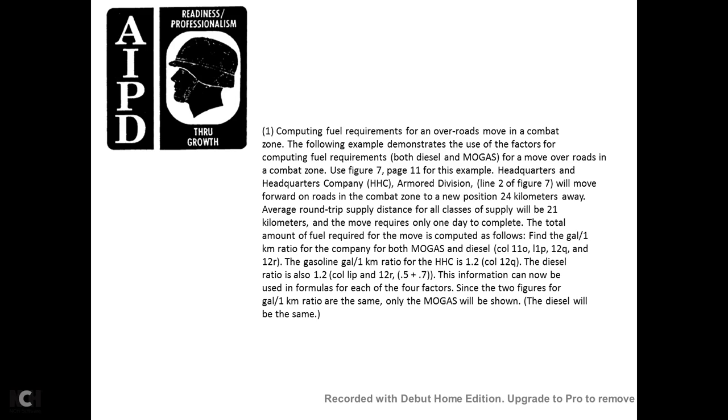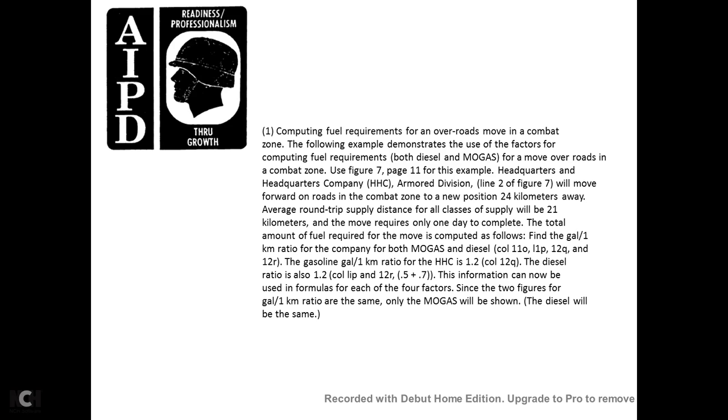The headquarters company of an armored division will move forward over the roads in the combat zone to a new position 24 kilometers away. The average round-trip supply distance for all classes of supply is 21 kilometers. The move requires only 1 day to complete. Compute the total amount of fuel required for the move. The company is full. The gasoline kilometer ratio for the company is 1.2 for both gas and diesel. The gallons per kilometer ratio for the headquarters company is 1.2, and the diesel ratio is also 1.2.